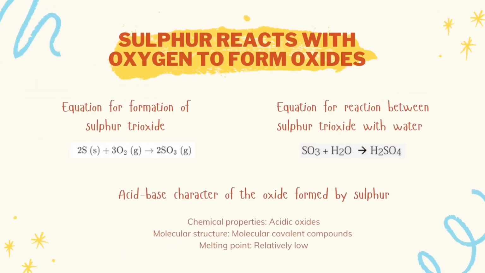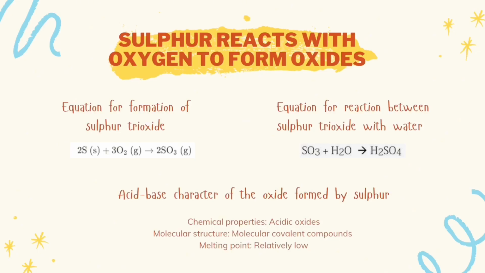Last but not least, let's take a look at when sulfur reacts with oxygen to form oxides. So, for the equation for formation of sulfur trioxide, 2 mol of S reacts with 3 mol of O2 to form the product of 2 mol of SO3. Then, for the equation for reaction between sulfur trioxide and water, 1 mol of SO3 reacts with 1 mol of H2O to form the product of 1 mol of H2SO4.